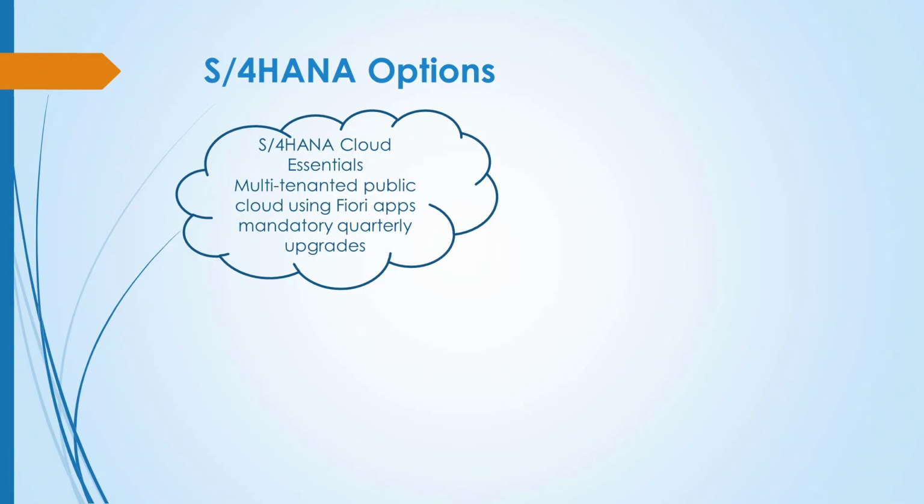There are two main types of SAP S4HANA, plus a number of permutations in between. On the one hand, you have the S4HANA Cloud Essentials, traditionally known as SAP S4HANA Public Cloud, which is run on a centrally administered, multi-tenanted system using only Fiori. SAP is responsible for all the software, hardware, maintenance, backups, etc., making it much cheaper and easier for individual organisations. However, quarterly upgrades are mandatory, and there's less flexibility to customise the system.